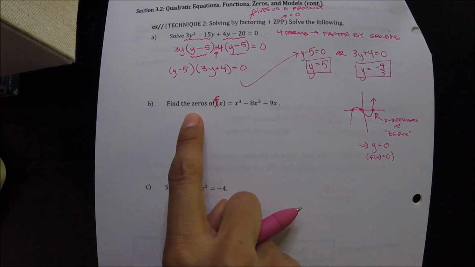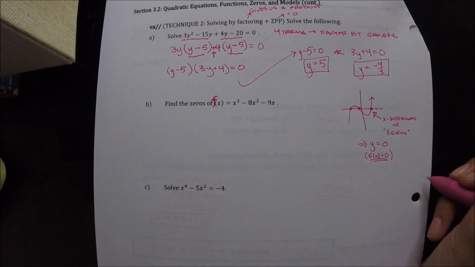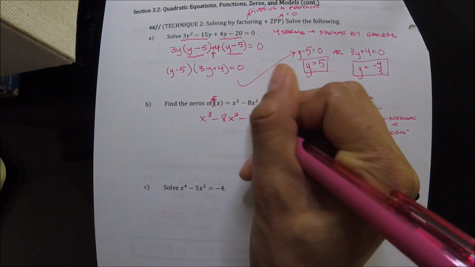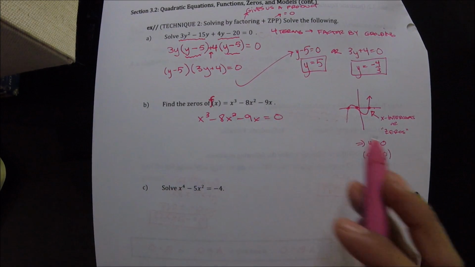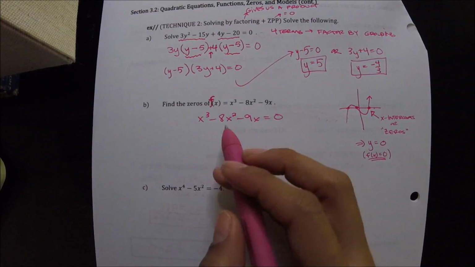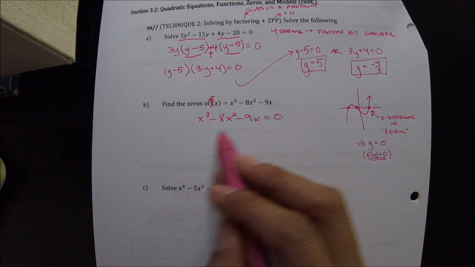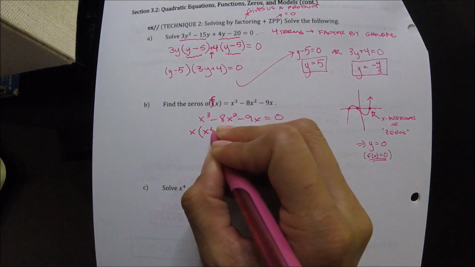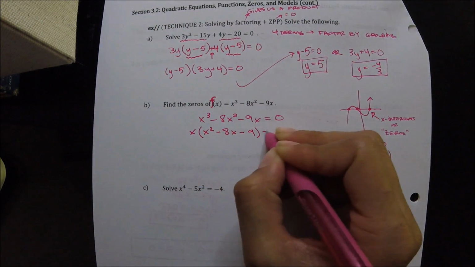So basically, anytime you want to find a 0 of a function, you need to set the function equal to 0. So we'll write x cubed minus 8x squared minus 9x has to equal 0. Now, our technique that we're trying to do is factoring. So, first thing with factoring, you always want to check for a GCF. Do these three terms have something in common? They do. They all have an x, so we'll factor that out. We'd be left with x squared minus 8x minus 9 equals 0.